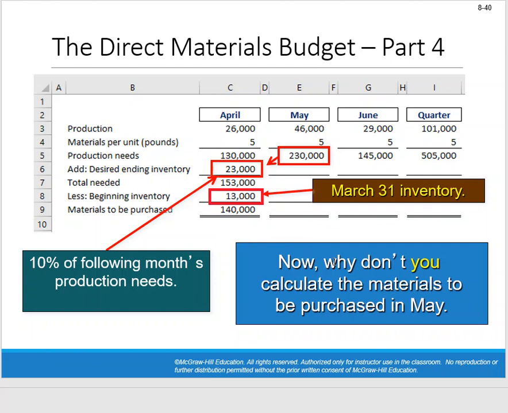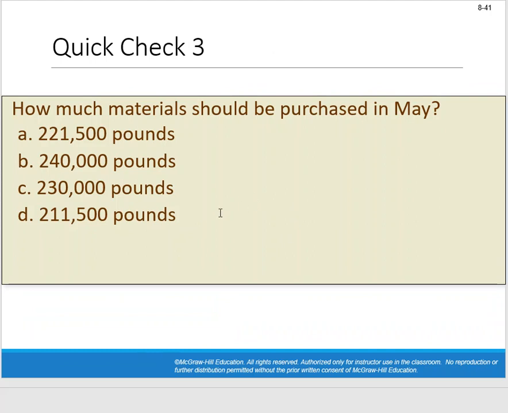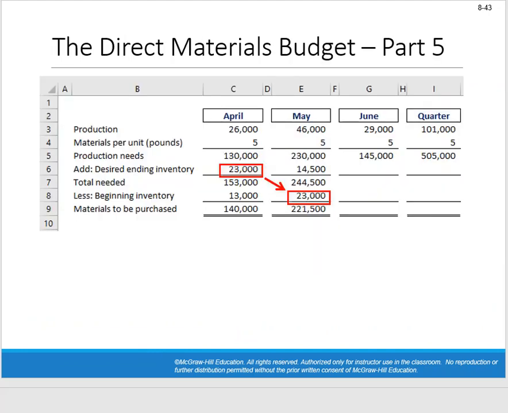Okay, now let's try it for May. So production is 46,000 times 5 pounds, 230,000. But then we also need to add in our desired ending inventory, which will be 10% of the next month. So 10% times 145,000 is 14,500. So our total needs will be... Do you have it? Okay, and then we're going to subtract our beginning inventory. Where will we get our beginning inventory from? Our ending inventory from April becomes our beginning inventory in May, and that should get us to arrive at materials to be purchased. What did you come up with? A, I hope. Here's what it should look like.